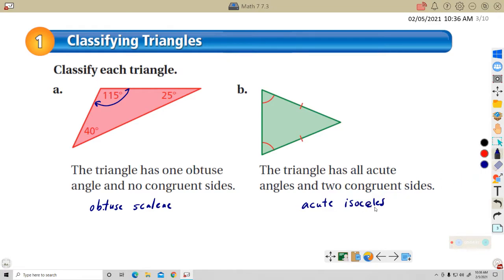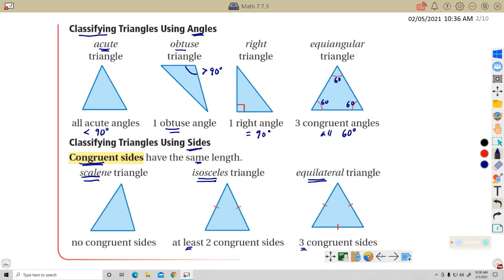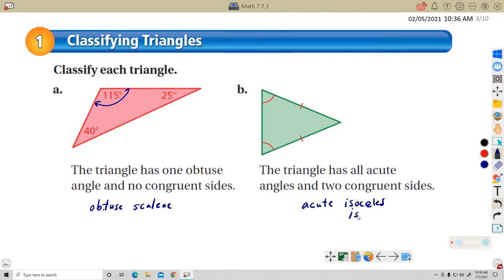Isosceles. Yeah. Let me go back and check. Oh my gosh, I'm way off. I'm sorry. Isosceles triangles. Okay, this is acute and isosceles. So we're going to classify them by angle and side.